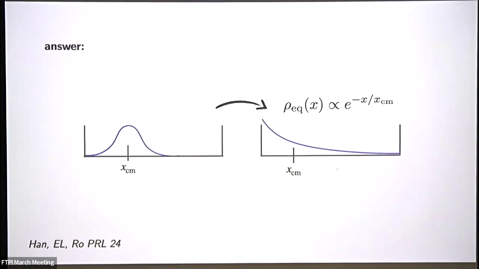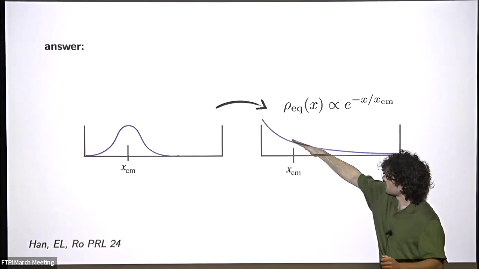Is it true that as you move that center of mass to the right, this suddenly changes discontinuously? It'll change slowly. It'll be really localized, then less localized, and then when the center of mass is at the center of the box it'll be uniform, and then it'll localize over here.